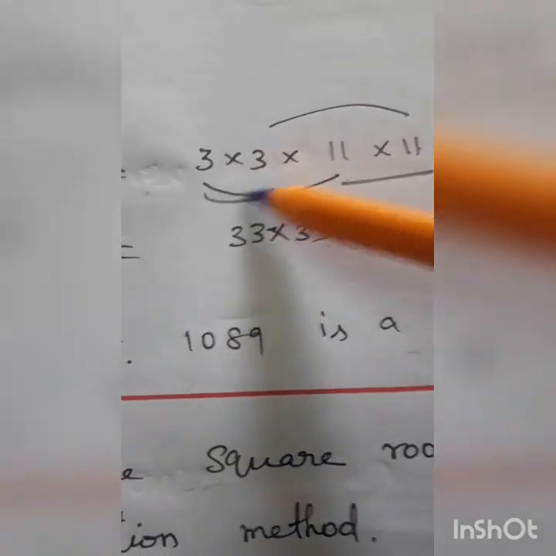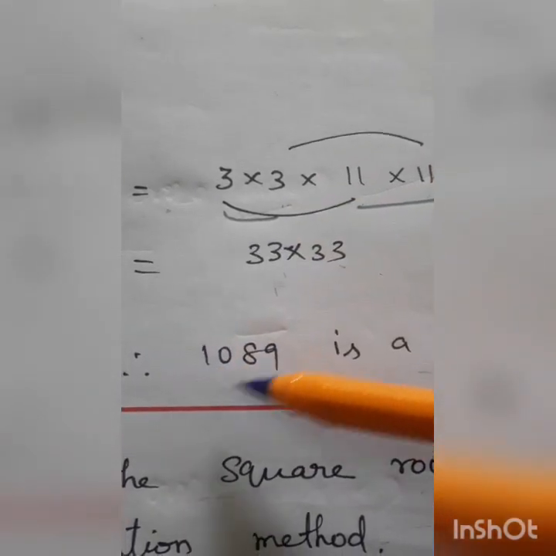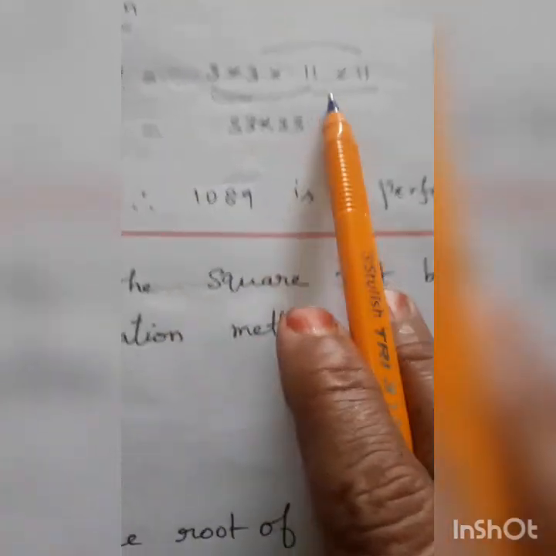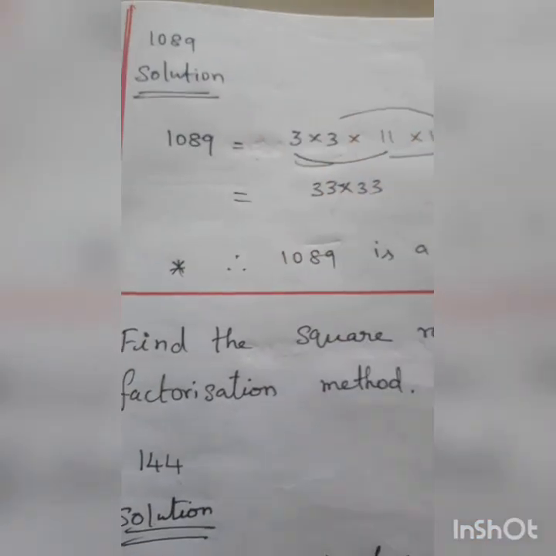Now we have 2 pairs of numbers. So therefore 1089 is a perfect square. Both 3s have a pair, and 11s also have a pair. Therefore 1089 is a perfect square.